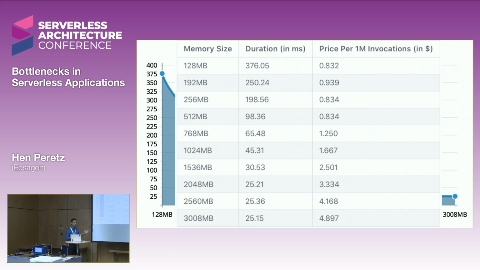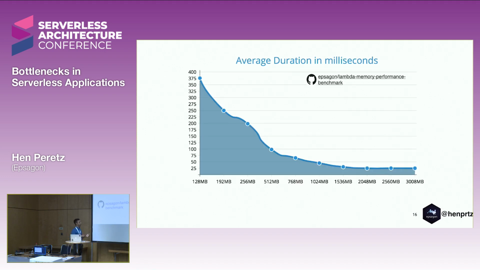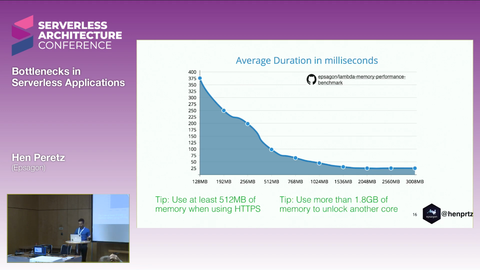Sometimes you can say, listen, Chen, I don't care. I want to pay more money as long as my clients get the minimum duration. You can also do that. This tool is located in our GitHub, so you can just use it on your own Lambda and let it run, and then you can gain some more understanding of what type of parameters you want. So, like I said, use at least 512 for HTTPS, and if you increase it to more than 1.8 GB, you can get another core.